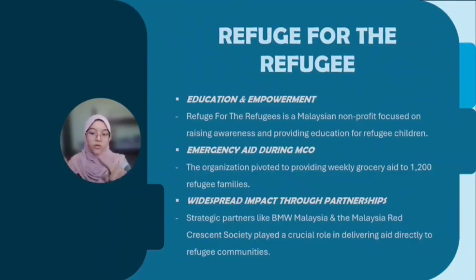There is a website called Refuge for the Refugees. The first one is education and empowerment. Refuge for the Refugees is a Malaysian non-profit focused on raising awareness and providing education for refugee children. It is also for emergency aid during MCO. In response to the MCO, the organization pivoted to providing weekly grocery aid to more than 1,000 refugee families. As for the website, it has widespread impact through partnerships. Strategic partners like BMW Malaysia and the Malaysia Red Crescent Society play a crucial role in delivering aid directly to refugee communities. So that's all from me.